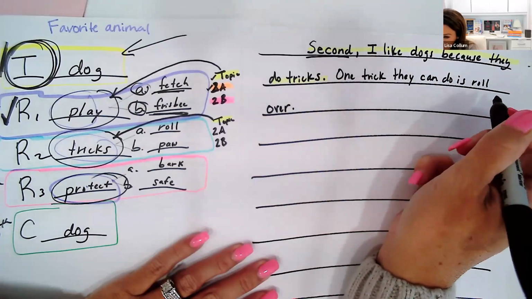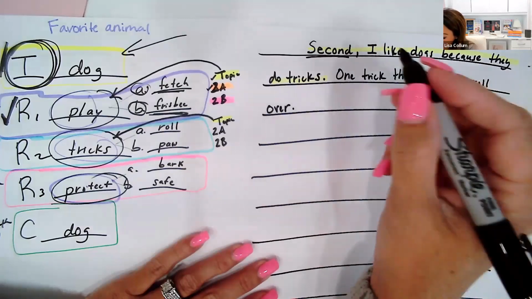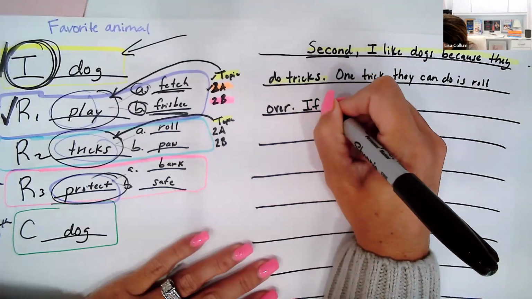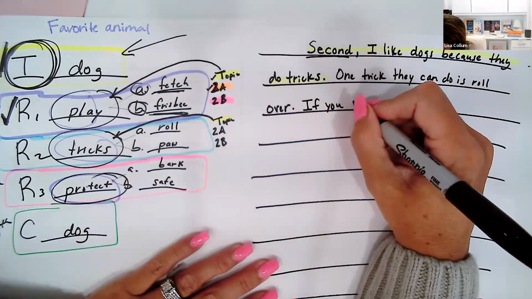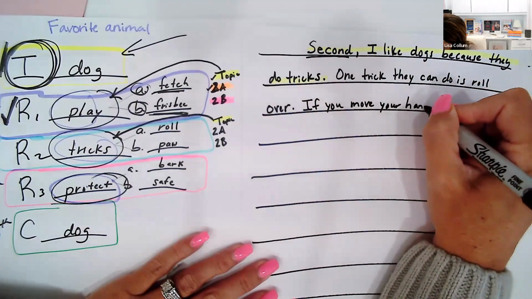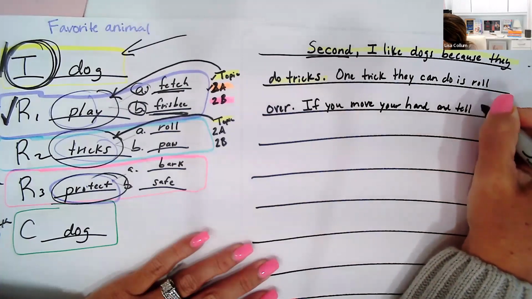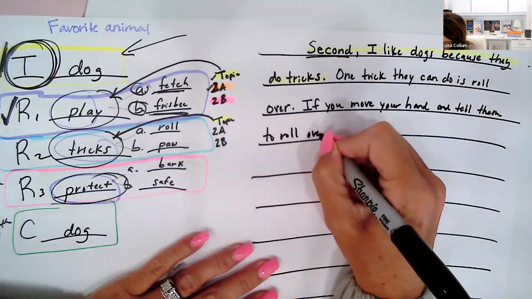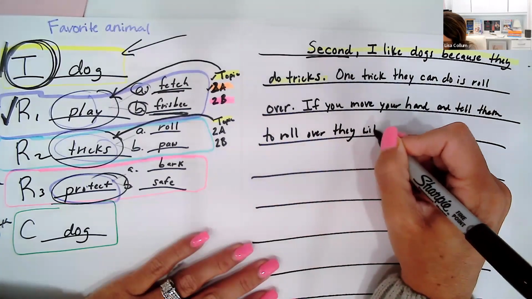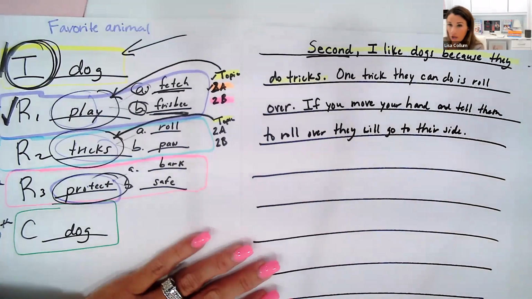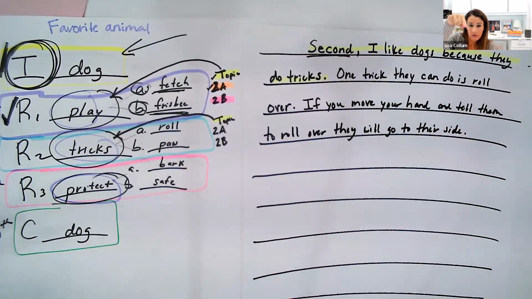Okay, so one trick they can do is roll over. Now I'm going to write one more sentence about it, and I'm going to say, if you move your hand and tell them to roll over, they will go to their side. You know how if you say roll over, and you go like that with the dog, it'll roll over to its side. That's what I'm explaining to them.